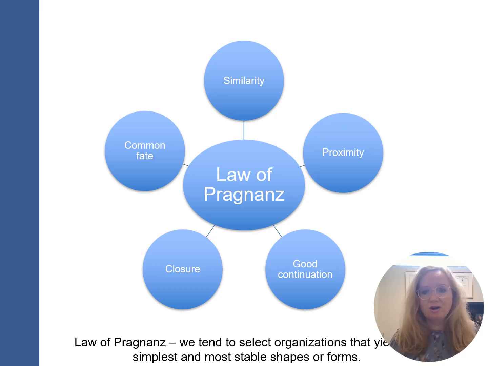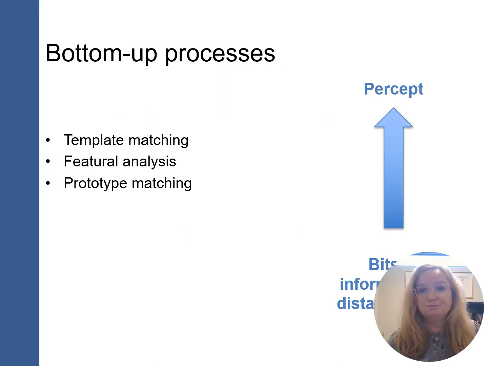So there's this overarching law of pragnanz, that is, we tend to select organizations that yield the simplest and most stable shapes and forms. Whether we think about good continuation or similarity or proximity or common fate or closure, all of those are simplifying our world based on things that make sense and that lead us to a simple explanation of what's going on in the world. And if you think about how our perception is so often relying on incomplete information, then this helps us make sense of the world and decreases the amount of processing that we have to do.